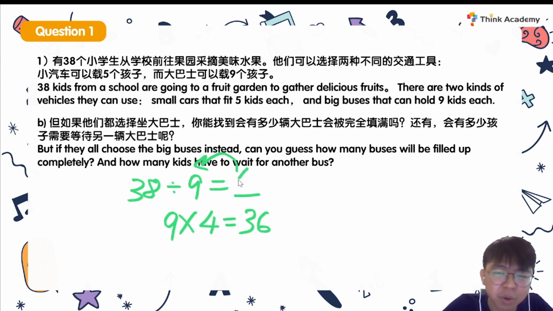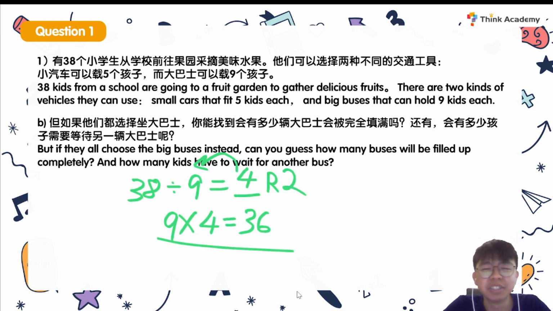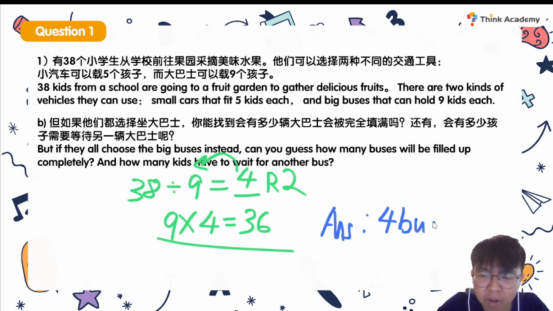And here, we only need to use 4 big buses, right? And with a remainder of how many kids? 2, good job. So if you are not familiar with the multiplication table, you need to work hard on it, okay? It will be easier for you to do these kinds of questions. And again, we need to write down the answer. There are four buses, right? We can only use 4 buses, with a remainder of 2 kids. So these 2 kids have to wait for another ride.